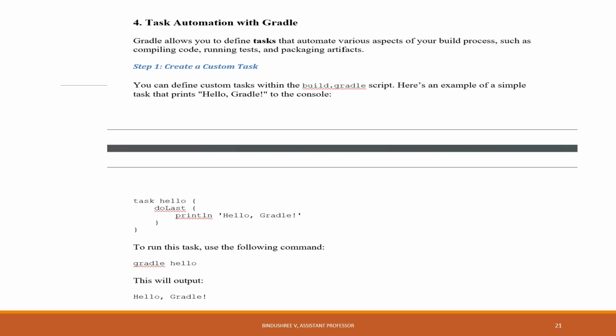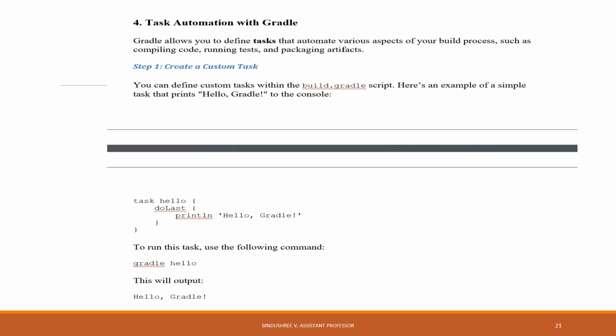You should open the build.gradle script, and say for example, the task here is to print hello Gradle to the console. So what you should do is, after the dependencies block, you should write task followed by the name of the task, which is hello. What it has to do, you should write doLast. It has to print hello comma Gradle when you run this task. That's how we automate things.